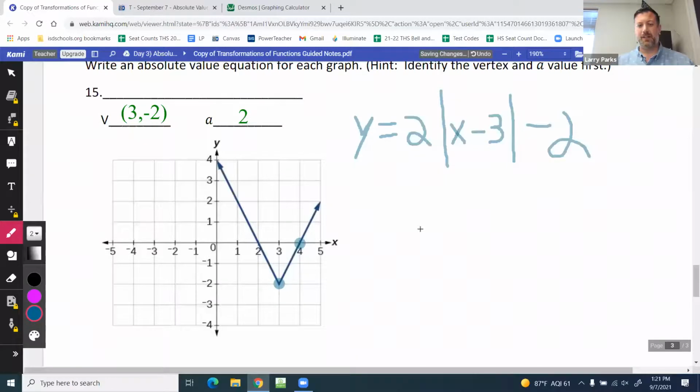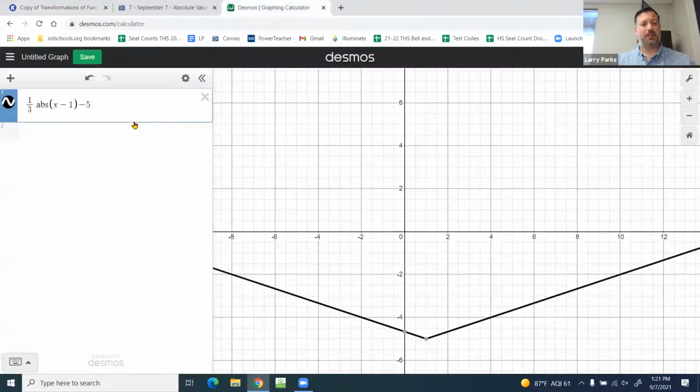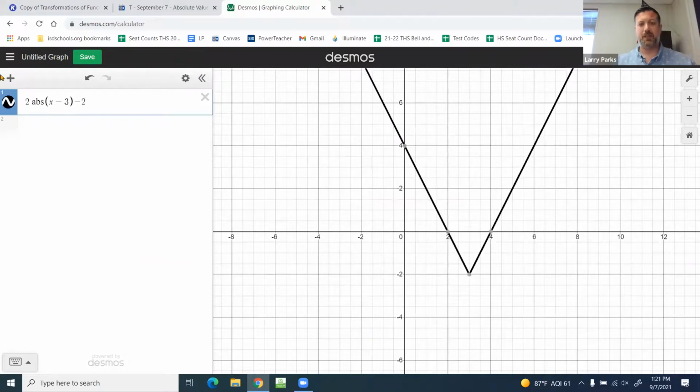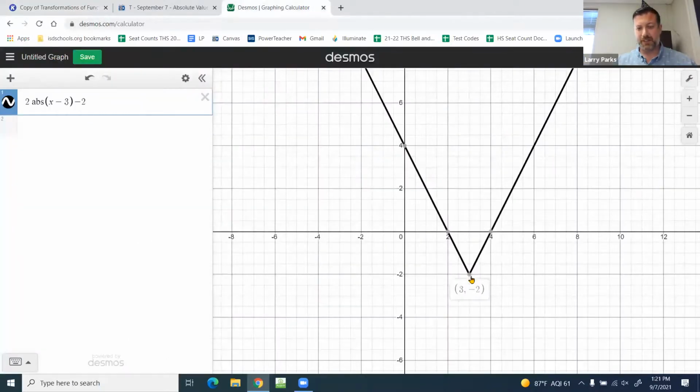Okay. So why not check our work? Let me type this in and see if I get the same thing. And this goes over here, of course. 2x minus 3 minus 2. Do they look the same? Crosses at 2 and 4. Mine crosses at 2 and 4. Vertex 3, -2. Their vertex 3, -2. All right, I feel good.